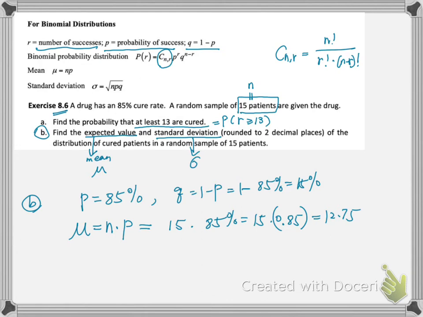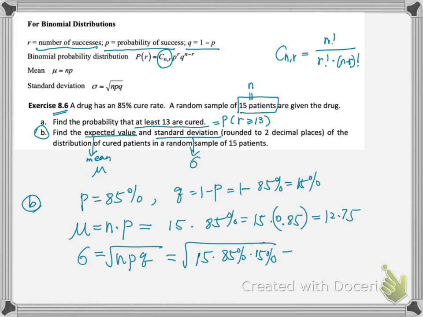So now what's the standard deviation? The formula is sigma equals the square root of n P Q. So n is 15, P is 85%, Q is the opposite, 15%. Use decimals, 0.85 and 0.15, then you get 1.9125. The square root of that is 1.38. So part B is very easy.